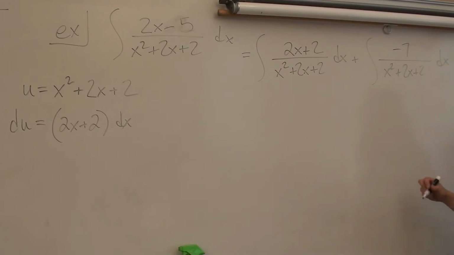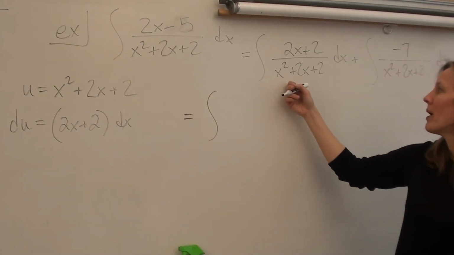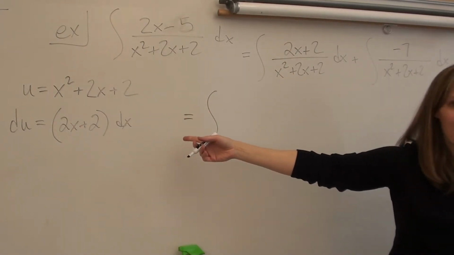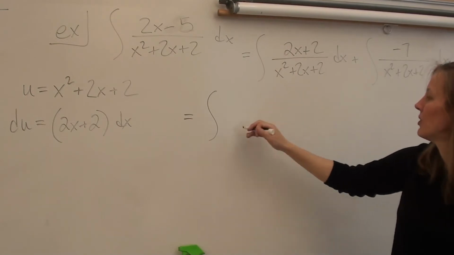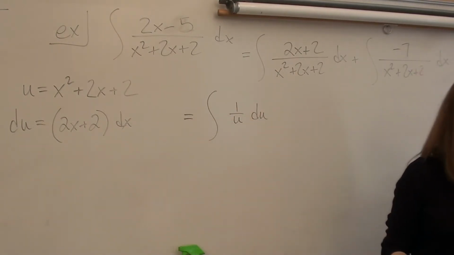Okay. Now the good news about this is that this problem is the u sub one. We've already done the u sub. So we just replace. So this is equivalent to 1 over u du. Cool.